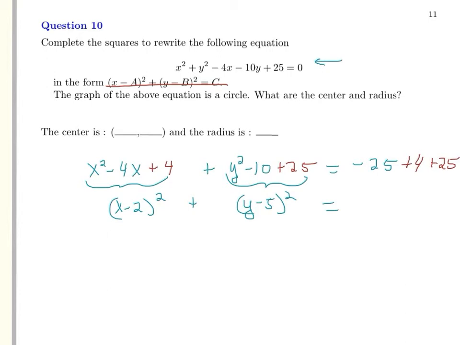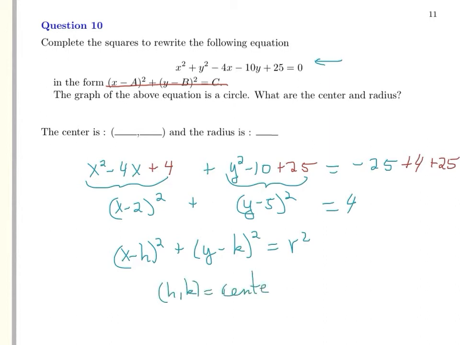And the 25's cancel, so I just get equal to 4. And we remember that for the equation of a circle, if we write it as x minus h squared plus y minus k squared equals r squared, then (h, k) would be the center, and r would be the radius. So if I look at the equation that I have right here, (h, k) would be (2, 5), and since 4 is r squared, r would be 2. So the radius is 2, and the point is (2, 5).